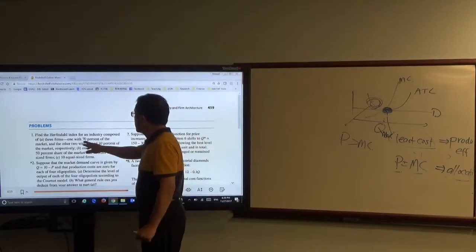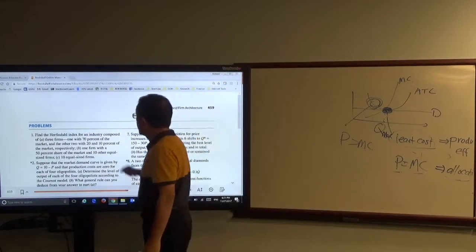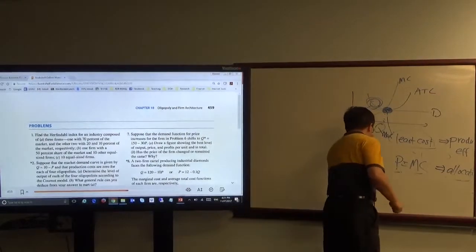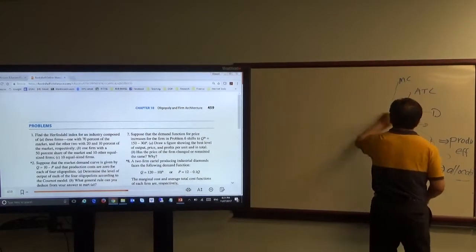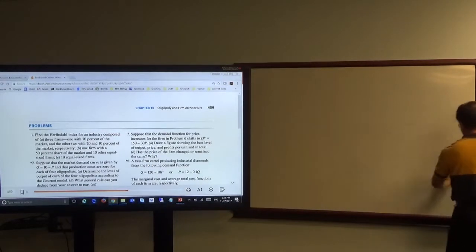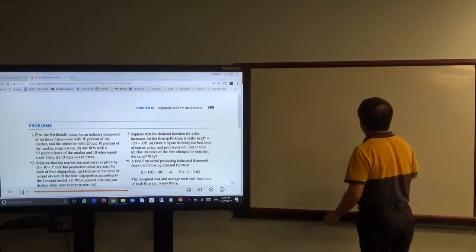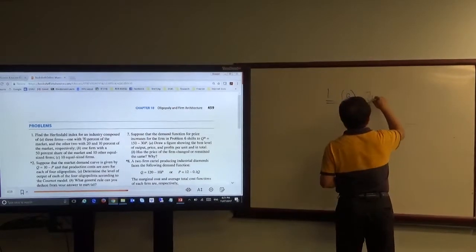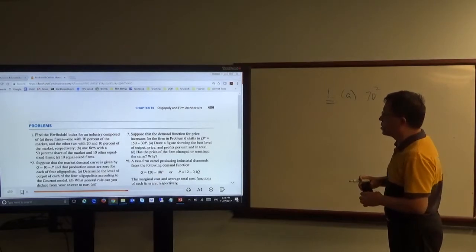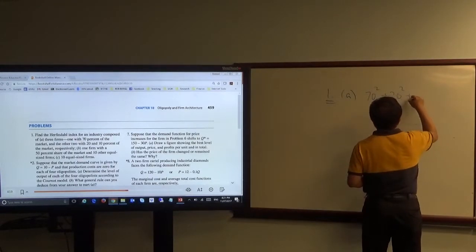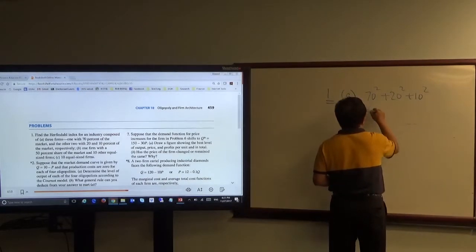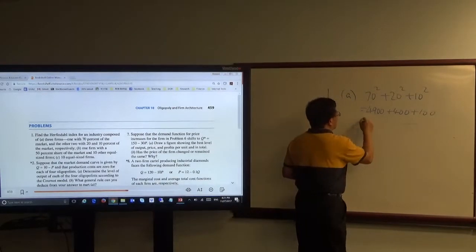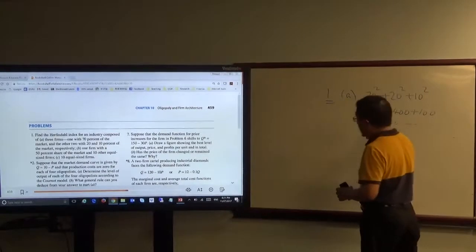Three firms. One is 70%, the other two are 20% and 10%. So that's 70 squared plus 20 squared plus 10 squared. So that's 5,400. Highly concentrated.